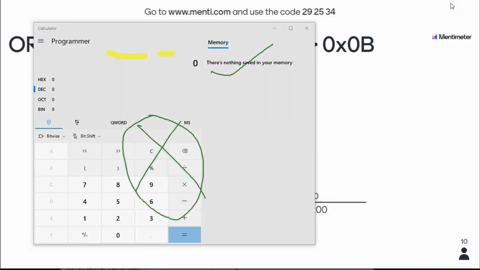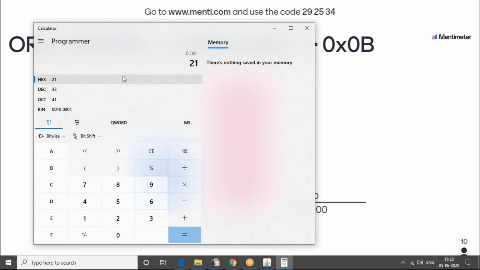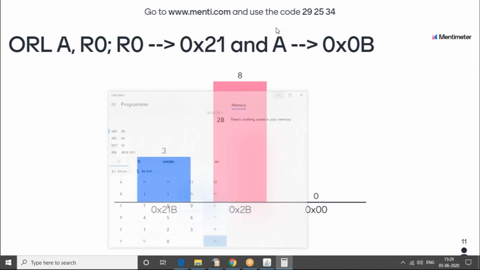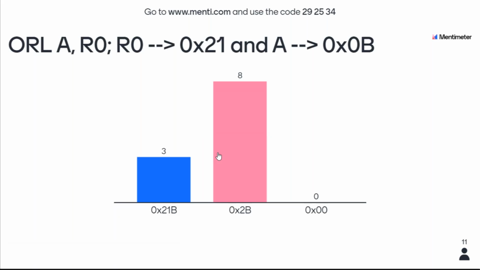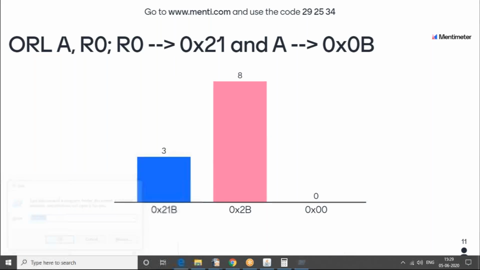I'll clear the drawing so that it makes it easier for me. So I'm going to do a bitwise operation called OR between two variables, hexadecimal 21 and hexadecimal B. Okay, so we got 2B. One way to look at it is that you do a bitwise OR of every bit and then take the result. I can do a demo of that.